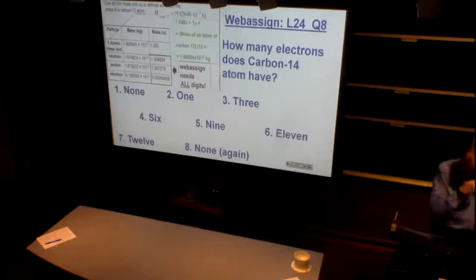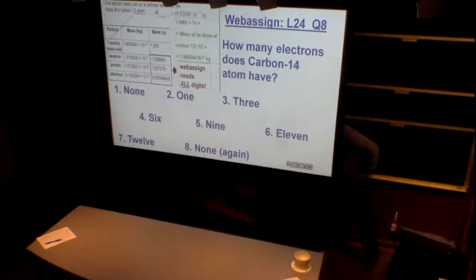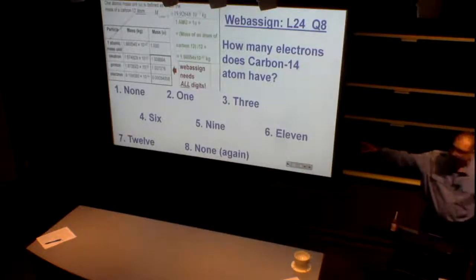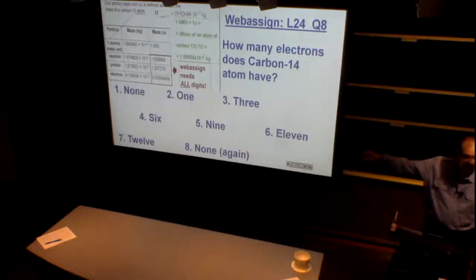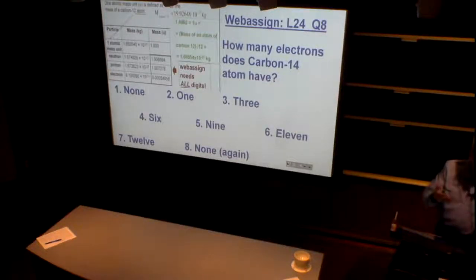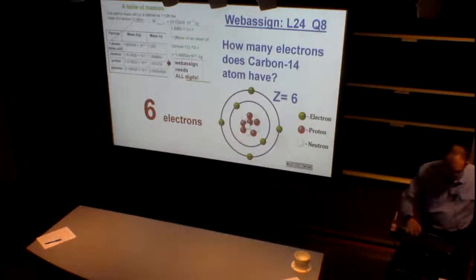Question? This is a test if you can read that table, the periodic table on the wall. If you can, the answer is 6, because that's carbon. If you can't, in that case, you should ask, where is it in the periodic table? That's it. So for any isotope in a neutral state, of course, the number of electrons is equal to the number of protons.